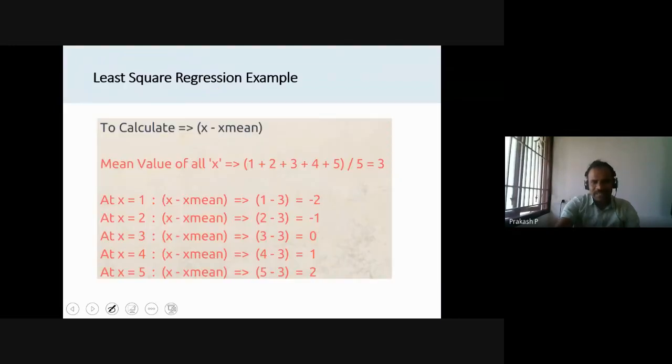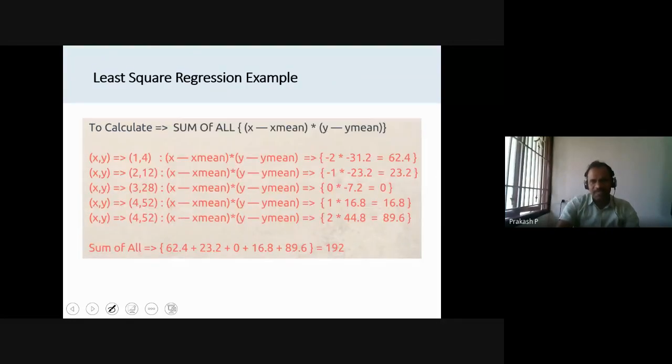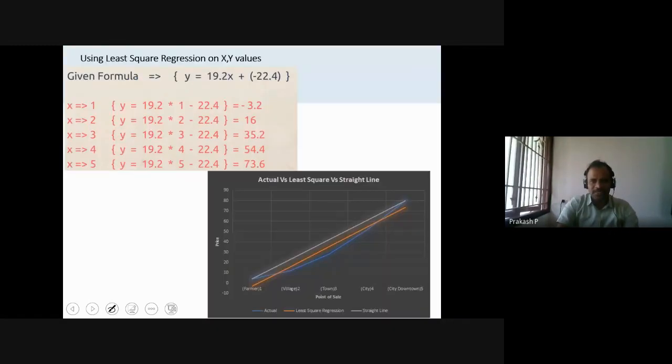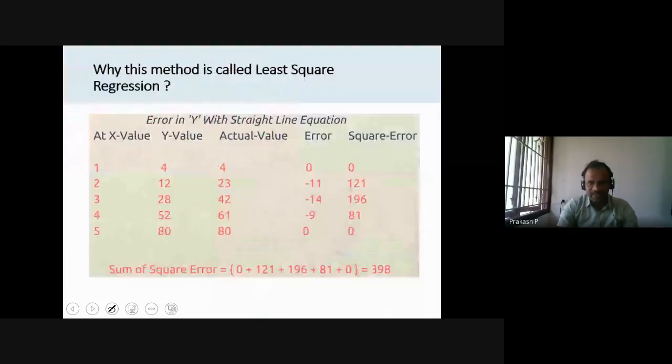Then we need to calculate the mean, and then the mean for y. The sum we are getting is 192. So this is the line equation. If you apply least square regression, it is 19.2 minus 22.4. Now you see the difference. If you go for least square regression, we get an output like this. If you go for what we did the first time, we get a curved line instead of the straight line. We'll see what the difference between these two is.